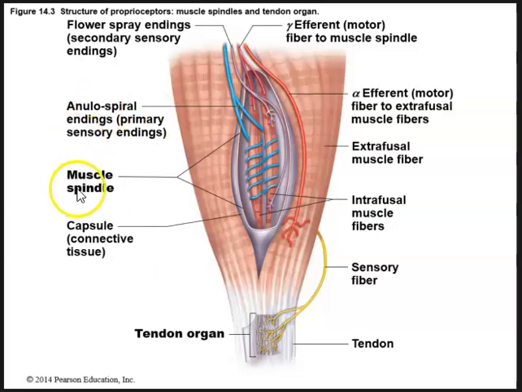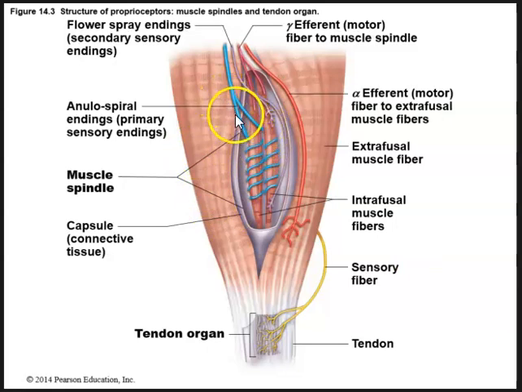So here we see a muscle spindle. Muscle spindles measure the changing length of a muscle as the muscle contracts and is stretched back to its original shape. Structurally, each spindle contains several modified skeletal muscle fibers called intrafusal muscle fibers, and they are surrounded by a connective tissue capsule. We have annulospiral endings, or primary sensory endings, that twirl around the intrafusal muscle fibers and innervate the spindle center.